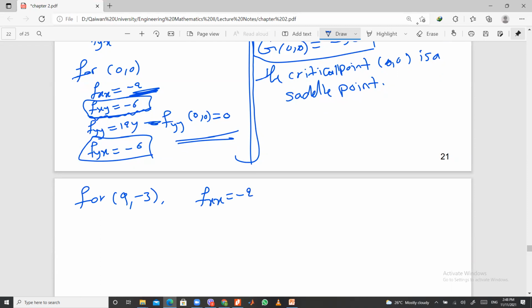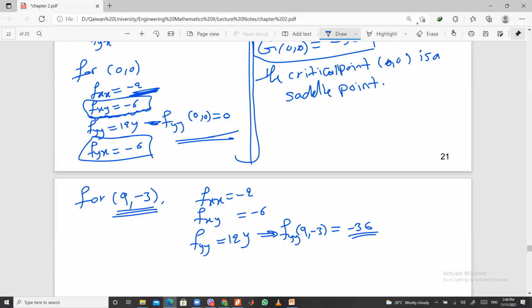It's a constant. F sub xy is minus 6. F sub yy is 12y. And here, we replace y by negative 3 because we are going to find the second partial derivatives at 9 and negative 3. So from this, we say f sub yy at 9 and negative 3 equals minus 36. It's minus 36. It's right? It's correct?